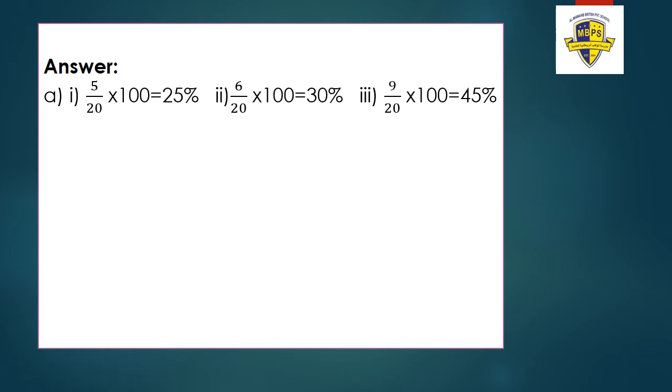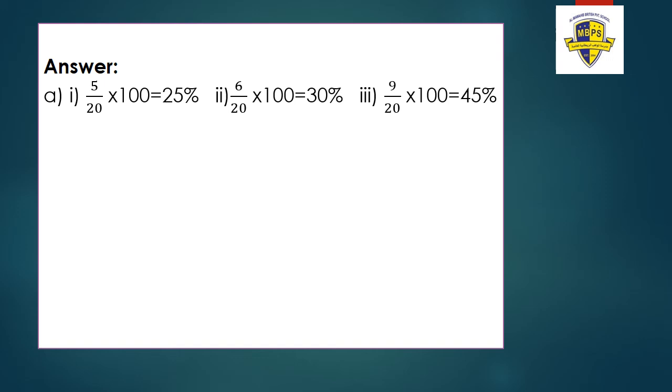The second step, how do we change this fraction to a percentage? We multiply it by 100. So we get 25% were underweight. So we have 25% of boys underweight.